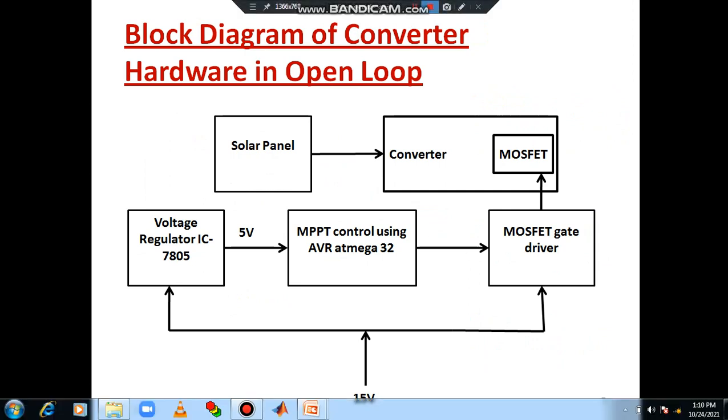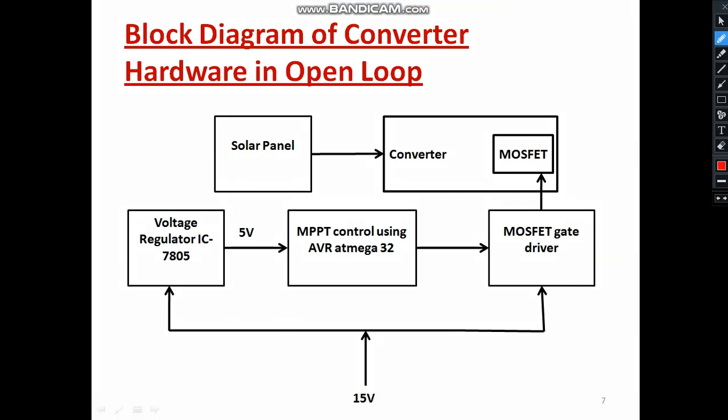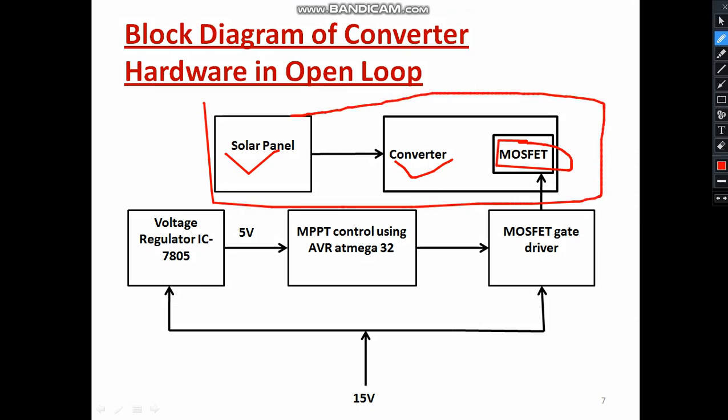The hardware block diagram comprises a solar panel that is connected to a power converter. You can see the power MOSFET in your particular converter. This part is known as the power circuit. So this is your power circuit. You can mark it as power circuit.